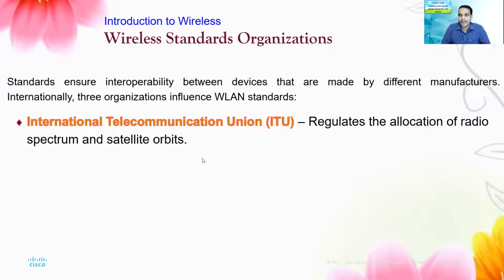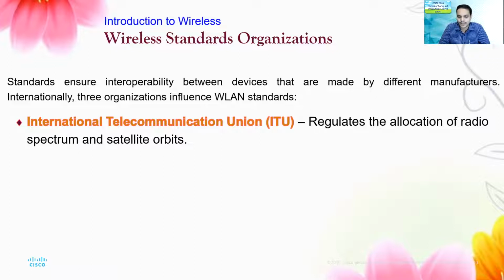Now, somebody has to control these things, right? Because we have numerous vendors that manufacture devices to work with Wi-Fi standards. So who controls them? We need a standard. Why do we need standards? Because standards ensure interoperability between devices made by different manufacturers. Internationally, there are 3 organizations that influence WLAN standards. The first organization is the International Telecommunication Union, ITU. This regulates the allocation of radio spectrum and satellite orbits.